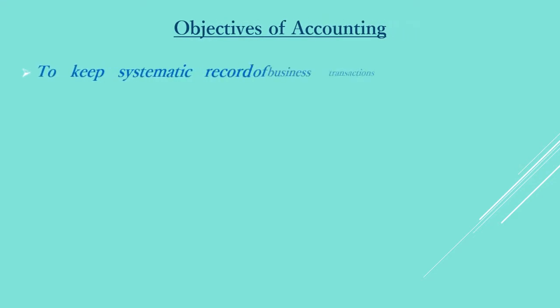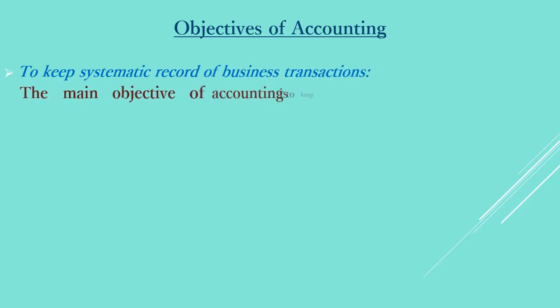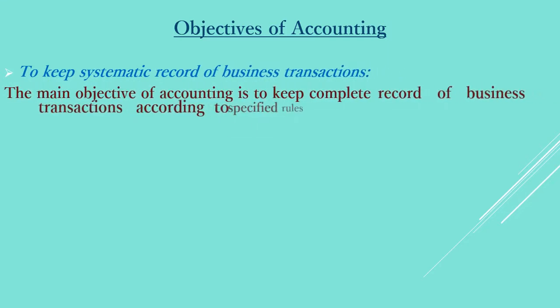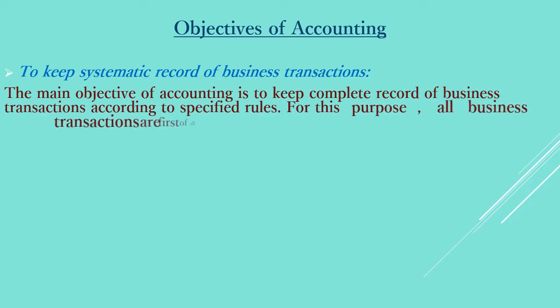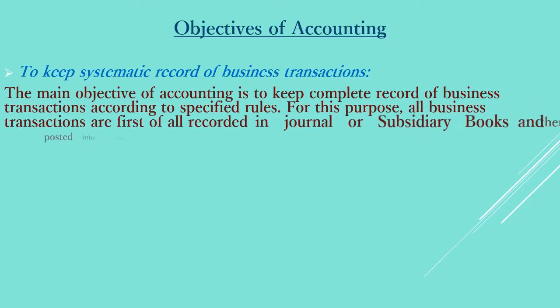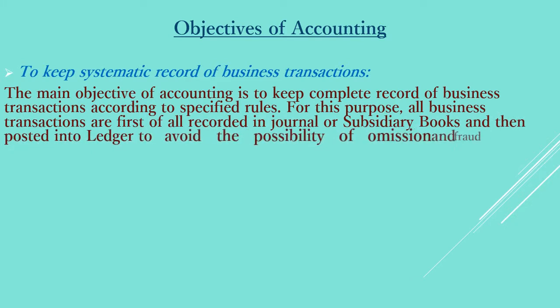Now we'll look into the objectives of accounting. The first is to keep systematic record of business transactions. The main objective of accounting is to keep complete record of business transactions according to specified rules. For this purpose, all business transactions are first of all recorded in journal or subsidiary books and then posted into ledger to avoid the possibility of omission and fraud.